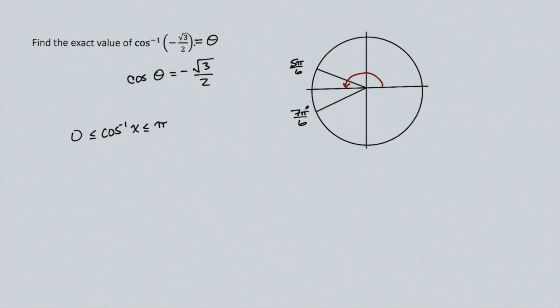So we certainly can't have this 7 pi over 6. That's not okay. However, this angle here of 5 pi over 6, that is that angle there. And so that's our valid output for this. And so this cosine inverse of negative root 3 over 2 is 5 pi over 6.